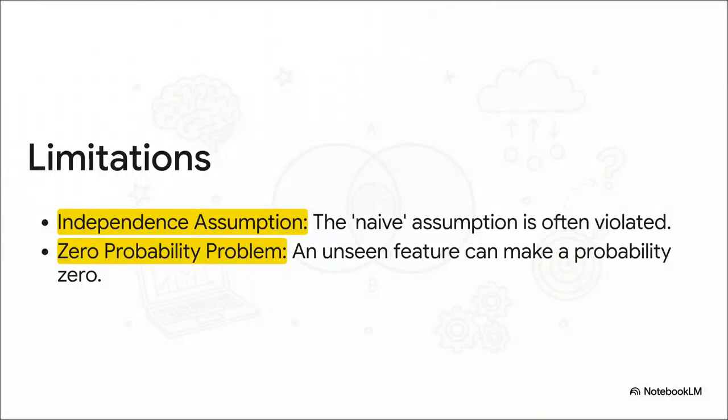But, of course, there is a flip side. Its greatest strength, that simplicity, is also its biggest weakness. That naive assumption we talked about, that all the features are independent, well, in the real world, that's just often not the case. The words in a sentence are connected, right? So for really complex problems, where the relationships between features are the most important thing, its accuracy can sometimes take a hit.